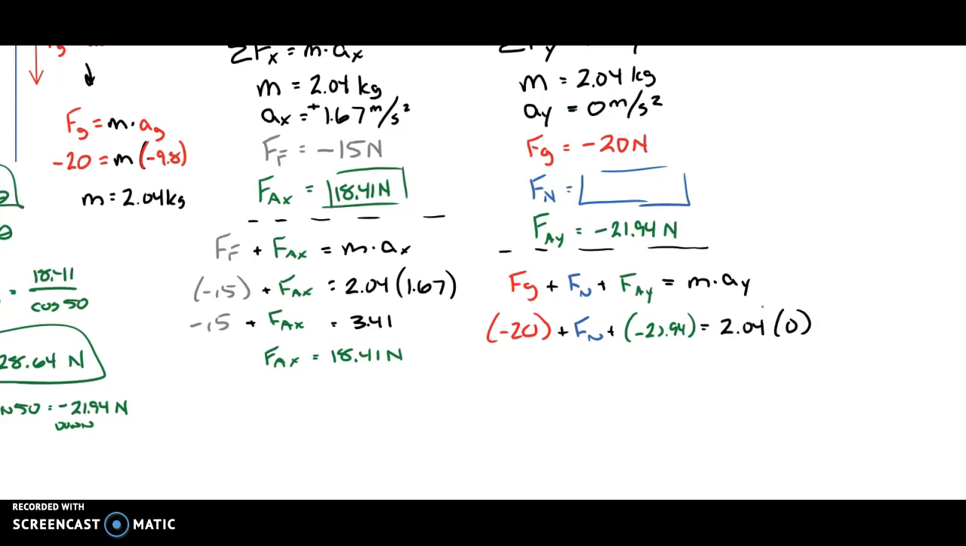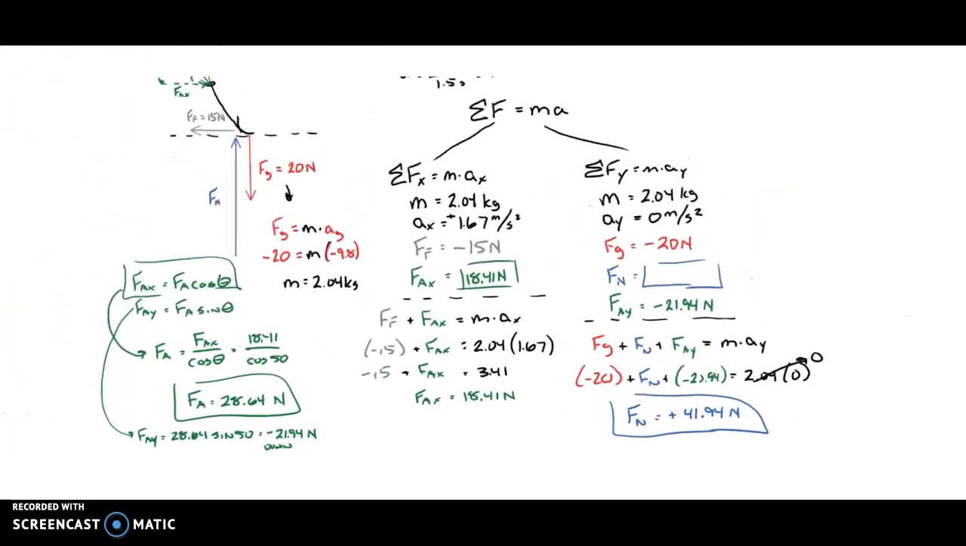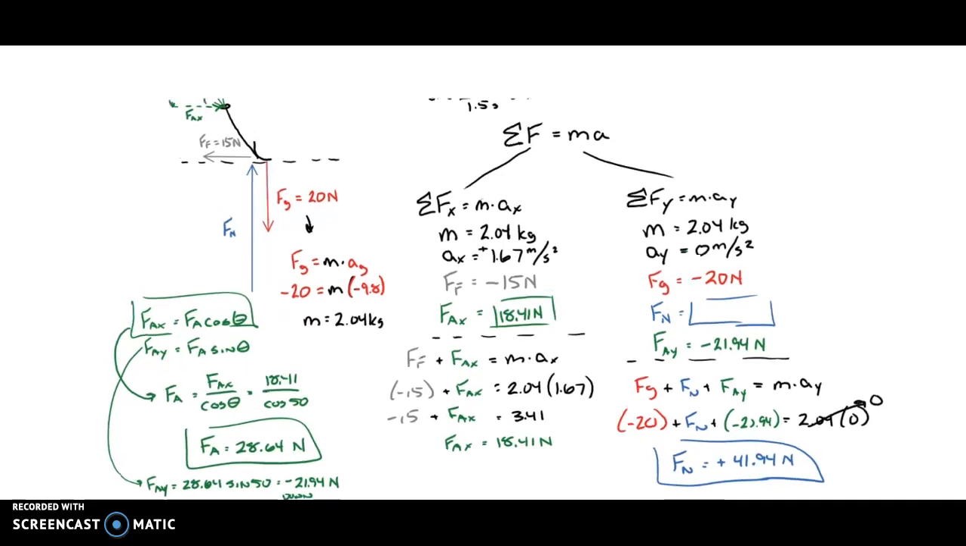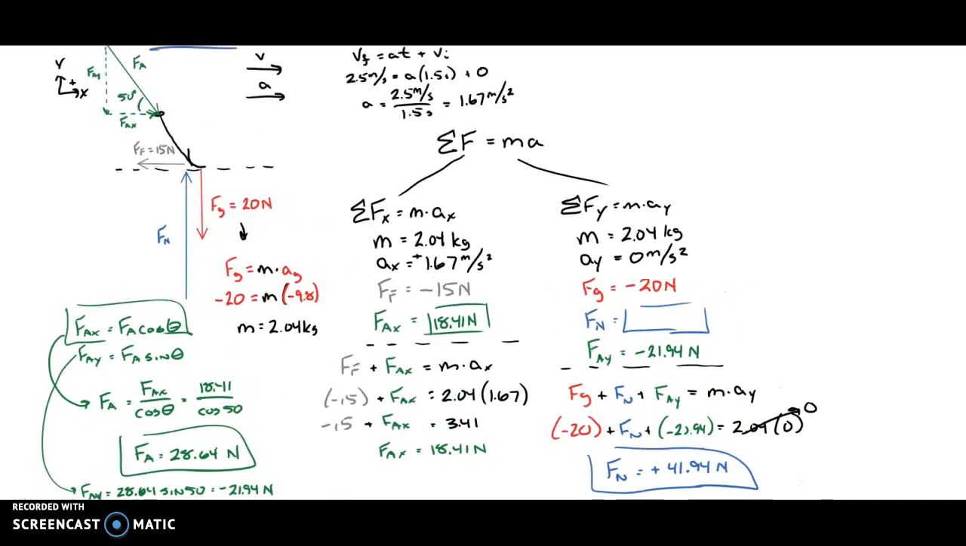Oh, but it's times 0. So it's actually 0 on the right side, right? Because it's at rest vertically. And so when I add those pieces together, I get a normal force equal to positive 41.94 newtons, which makes sense. It's an upward arrow that's longer than gravity. And if you look at my picture, I actually drew it pretty well to scale. If gravity is that length, 41 would be about twice that.